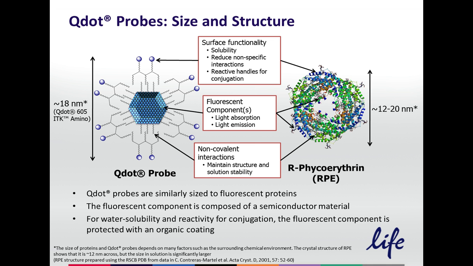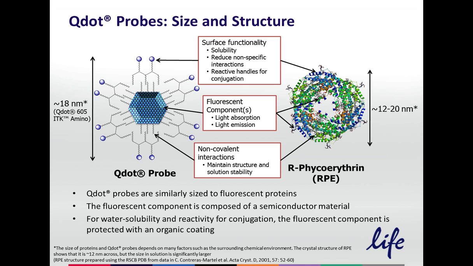What are Q dots exactly? I mentioned how they were nanoparticles. You can see here in relation to size with the RPE, it's about the same size. The Q dot 605, for instance, is 18 nanometers in hydrodynamic diameter when fully functionalized. The cores of these Q dots are only a few nanometers, 6 to 10 nanometers in diameter. They're electron dense, which means that you can use them for transmission electron microscopy too.